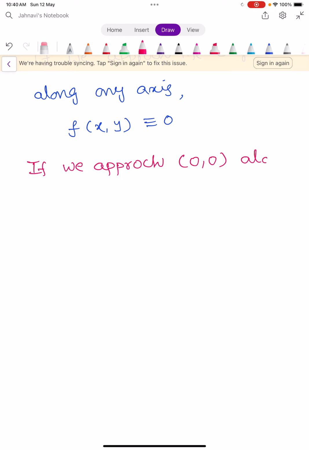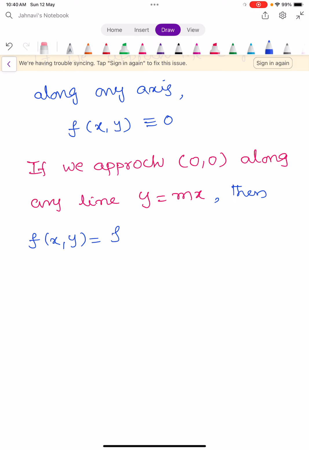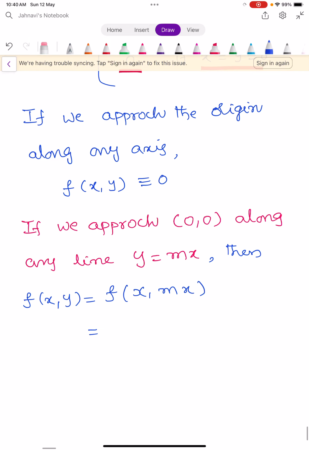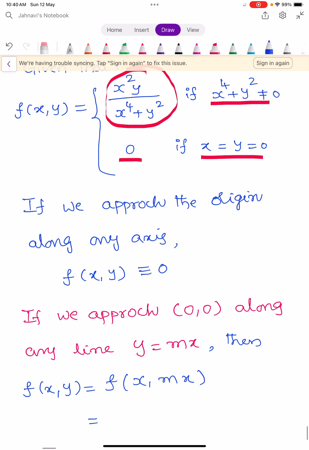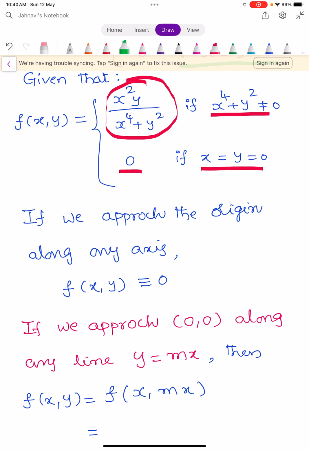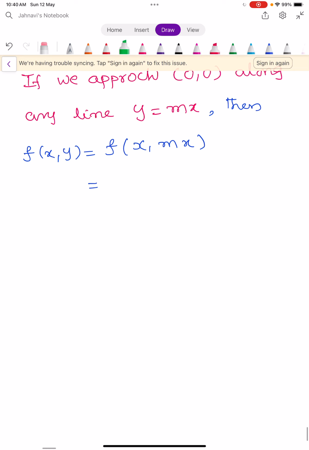(0, 0) along any straight line y equals mx, we are approaching the origin along the straight line y equals mx. Then f(x, y) is equal to f(x, mx). By the definition of our function, x squared y divided by x to the power 4 plus y squared, so replace y here and here by mx.